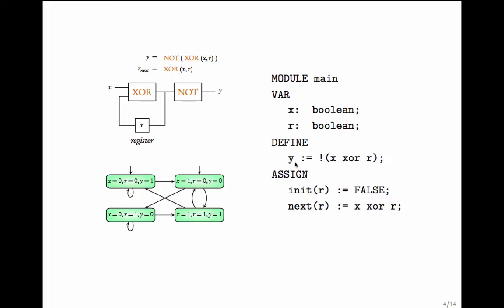This variable does not play a part in determining the number of states. The number of states is going to be determined by the variables here. Since X and R are Boolean, there are two choices for X, two choices for R. Hence the number of states is going to be 4. Let us now see a demo of this.